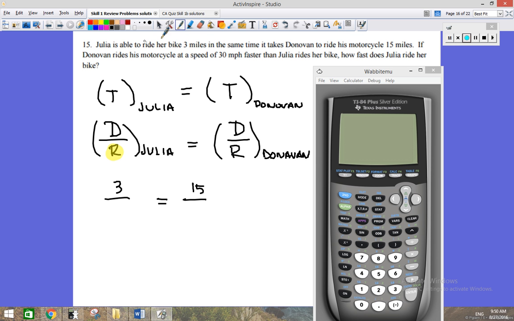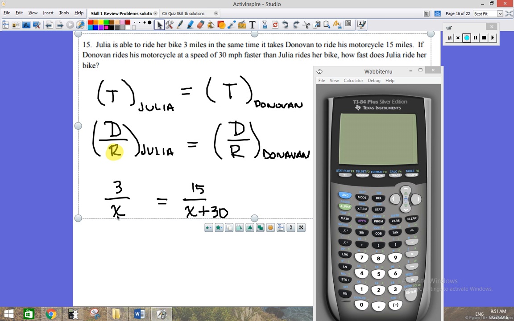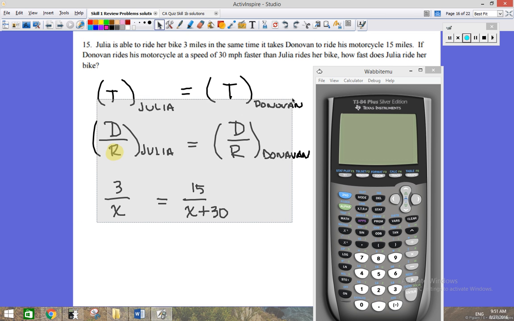The motorcycle is obviously going to go a lot faster than the bicycle, 30 miles per hour faster than she rides her bike. So if we let X be the rate that Julia rides her bike, that's what we're going to want for our final answer, X. And Donovan is much faster at 30 miles per hour. So now we have a proportion that we can cross multiply, and now we can pretty easily solve this.